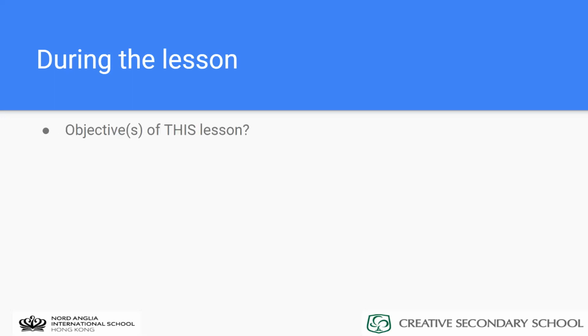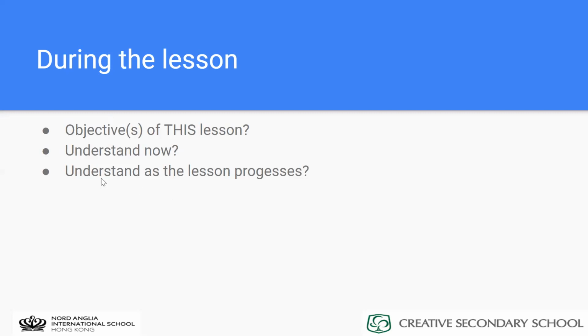So that was prior to starting the unit, and then during the lesson, you need to consider what the objectives of this lesson are. What do you want your students to know? And what do they actually understand now? So we need to know what they understand at the beginning of each lesson. And also we need to understand what they are learning as the lesson goes on. So some strategies for this.